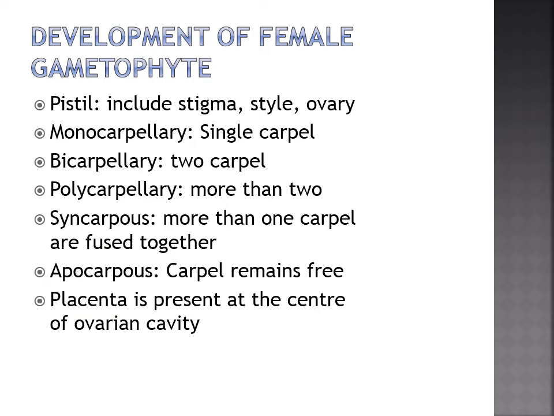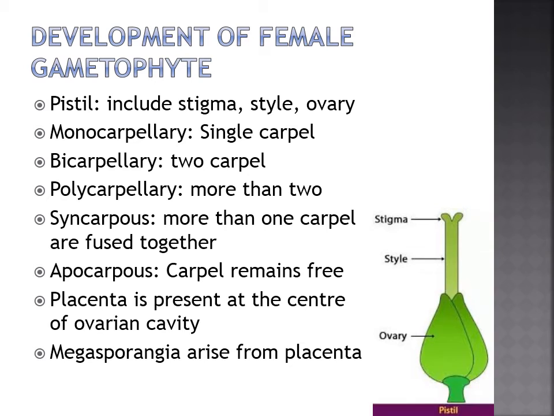Now at the center of the ovary, the ovarian cavity is present and placenta is present at the center of the ovarian cavity. Megasporangia arise from placenta. Here in the diagram you can see the structure of stigma, style and ovary of the flower. It is a female reproductive organ.